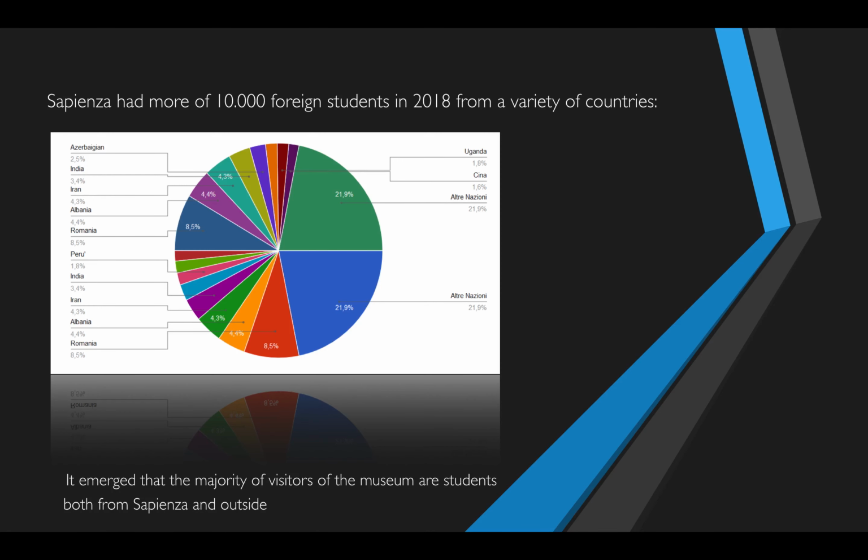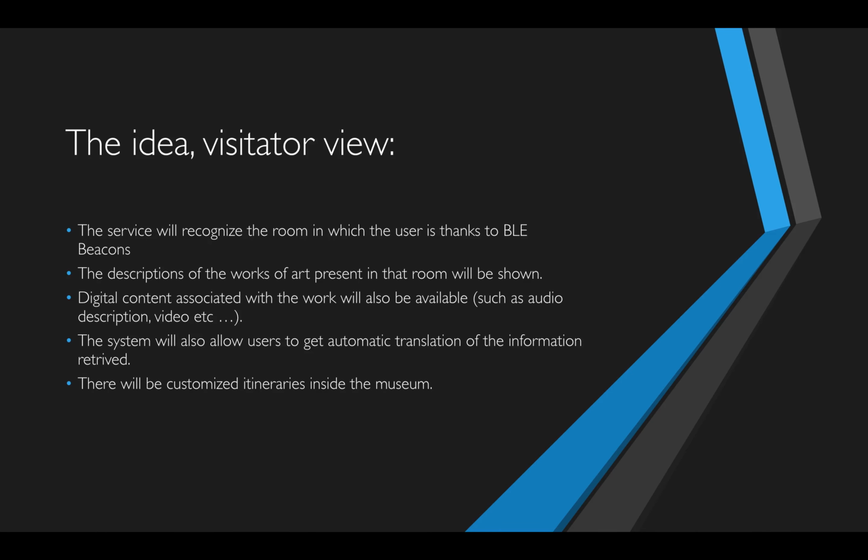According to official data from the Ministry of Education, Sapienza had over 10,000 foreign students in 2018 from a variety of countries. Most of the museum visitors are students. The main idea is to make the museum more interactive for visitors and more functional for the curator.